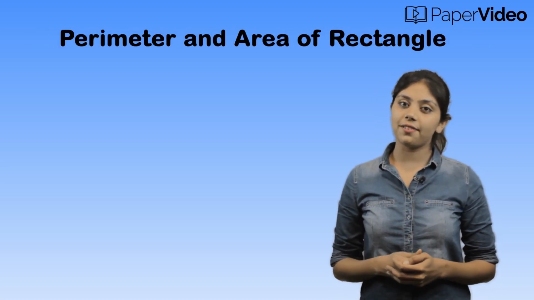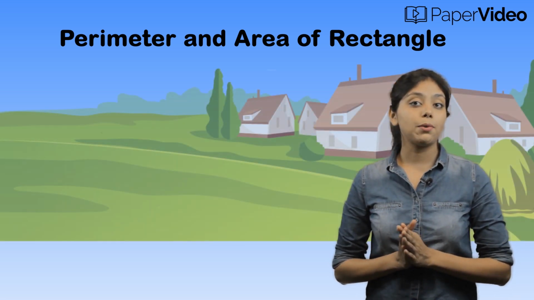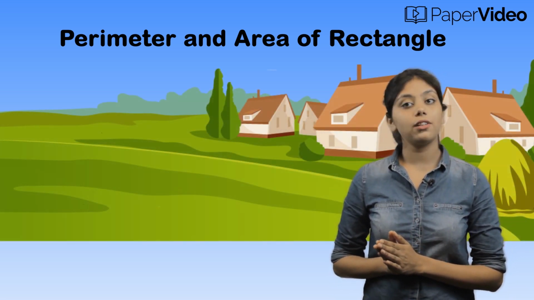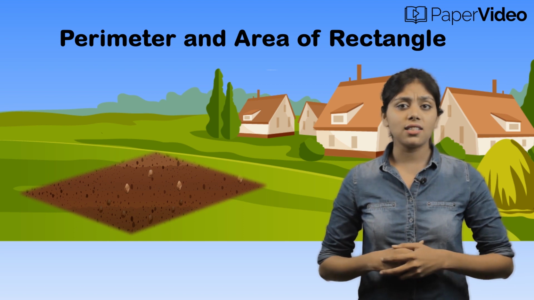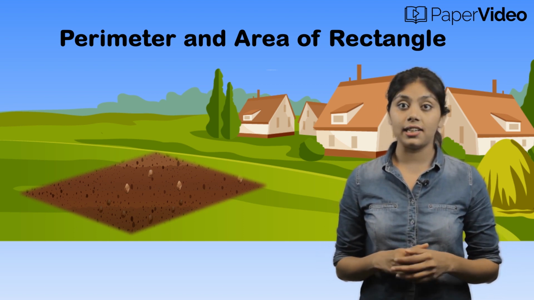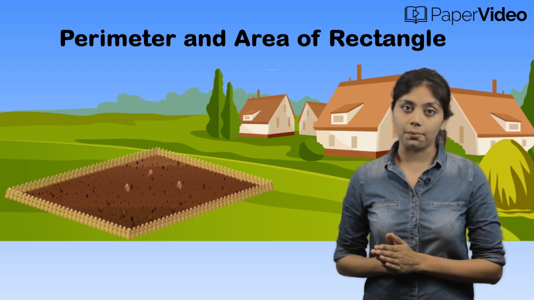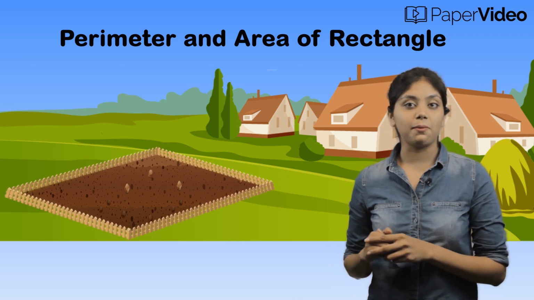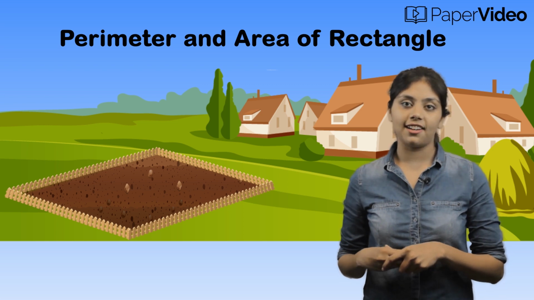Perimeter and area of a rectangle. Suppose a farmer buys a new piece of land to grow his crops. He does not want animals to enter his farm and ruin his crops, so he decided to build a fence around his farm. He wanted to cover the fence with wire so that small animals couldn't enter his farm.